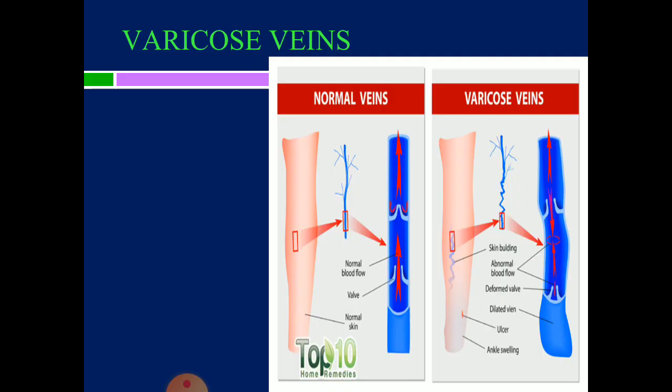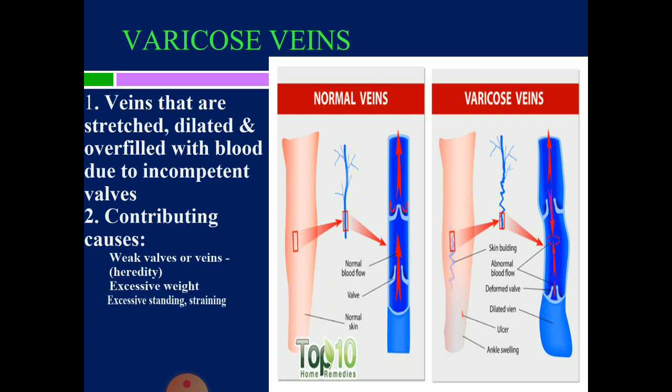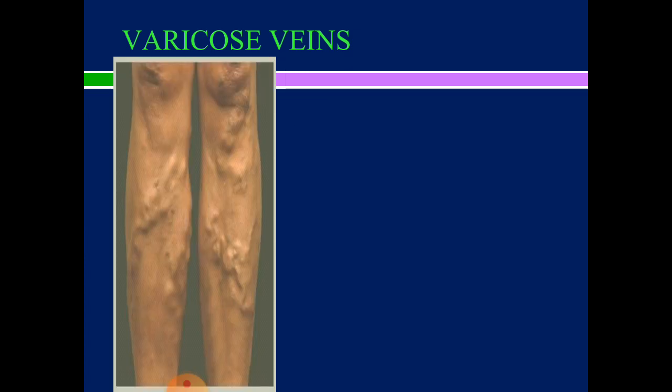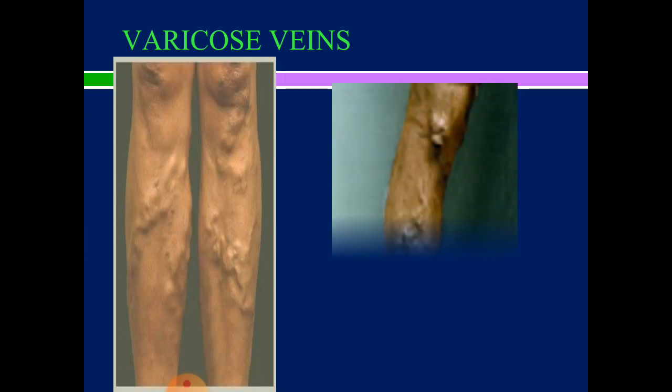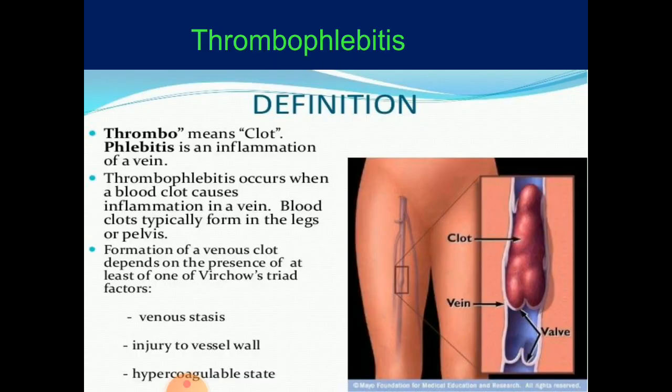Then varicose veins. The veins are stretched, dilated and overfilled with blood due to incompetent walls. The causes for these are weak walls or heredity, excessive weight, excessive standing, straining, inadequate exercise, increased intrapelvic pressure during pregnancy, and constipation. So this is the varicose vein, how it appears in varicosity. This is the abnormal tortuosity of the veins.